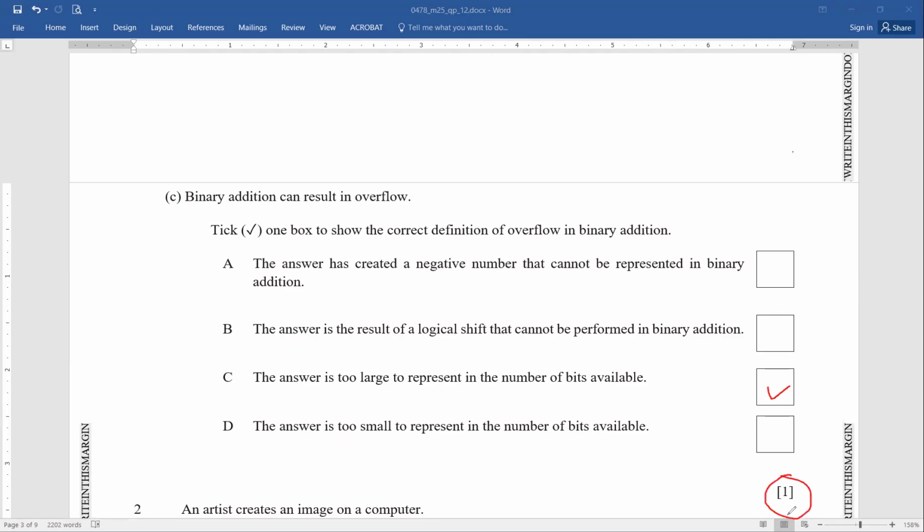Easy? Maybe move ahead. Did you all score 1 out of 1 in this part? Okay, move ahead. Let's move to the next question. Question number 2.